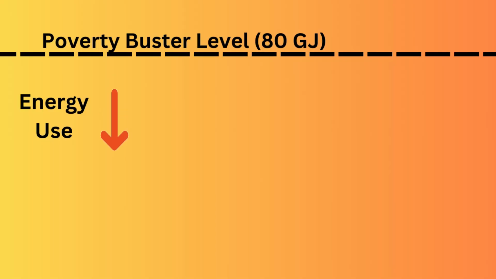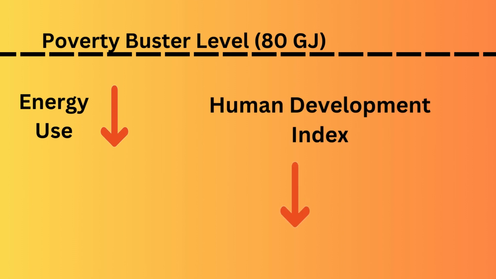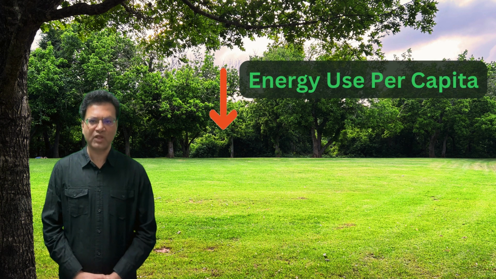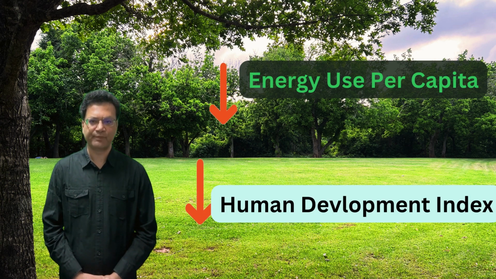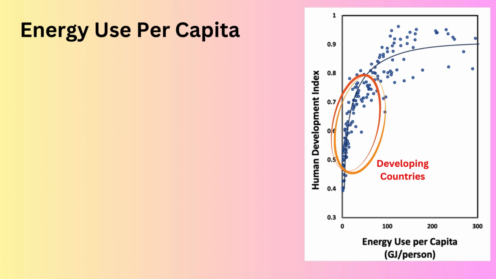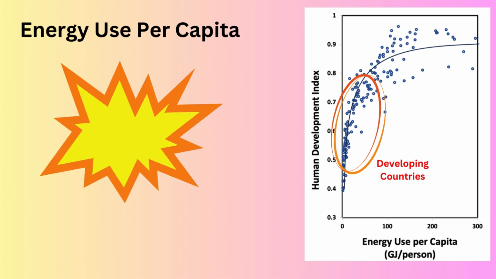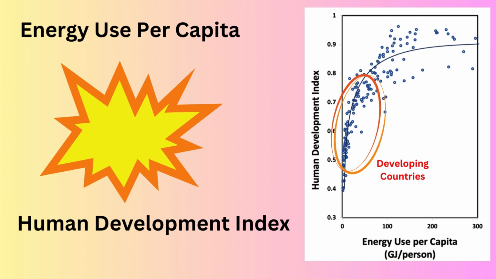Countries with an energy use level that is below the poverty buster level have a much lower Human Development Index. For such countries, lower the energy use per capita, lower is the Human Development Index. The energy use per capita has a very strong impact on the Human Development Index for such countries.